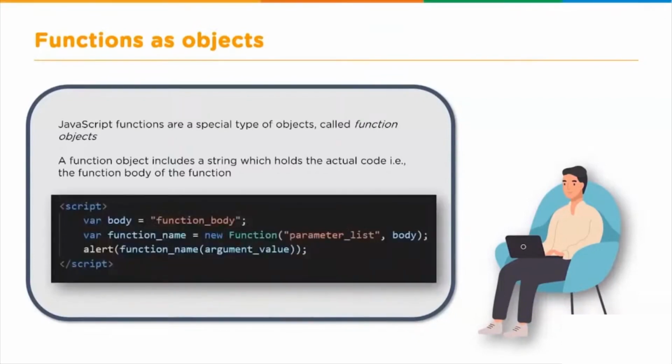Now here we have a variable called body, which basically consists of the function body. It's enclosed in double quotes. And that's a mistake, please ignore it. Alright, so next we have variable function name. So here we create a function using the keyword new and then we pass a parameter list and the body basically tells us what the function returns. Alright, next we have an alert message to call the function. So let me just show how this is executed.